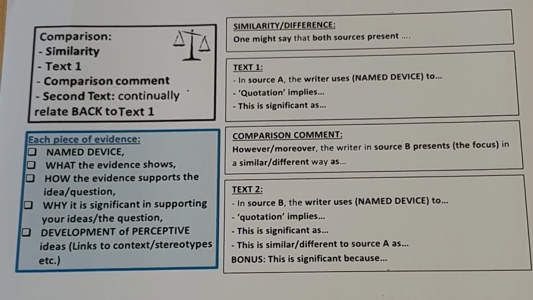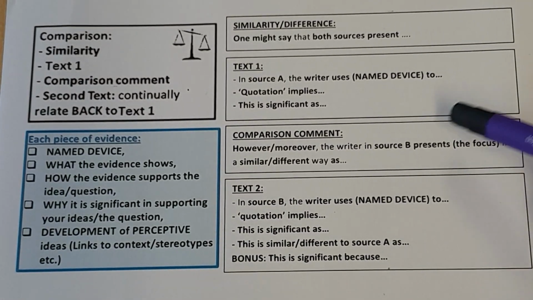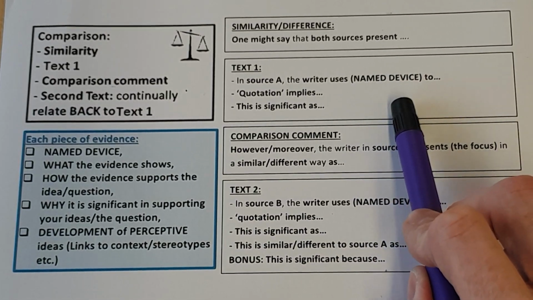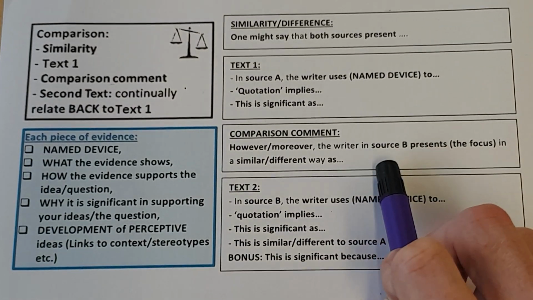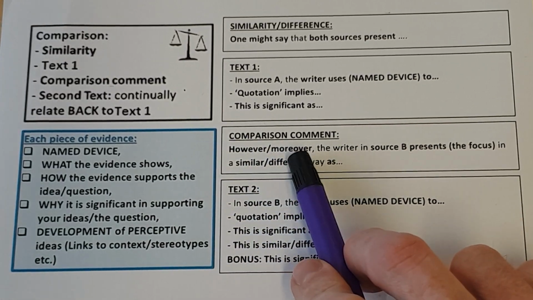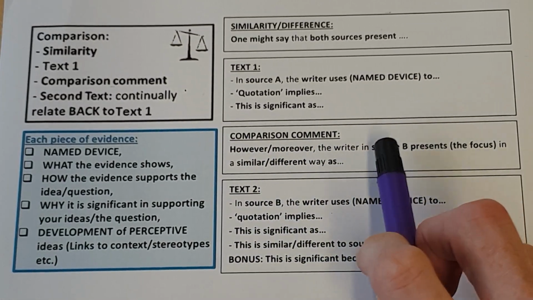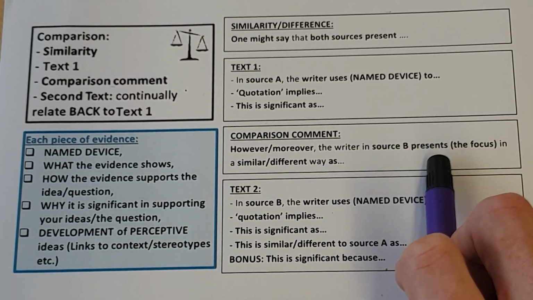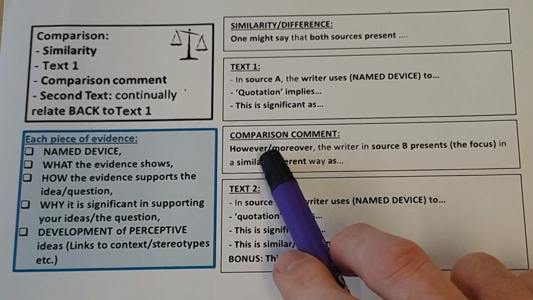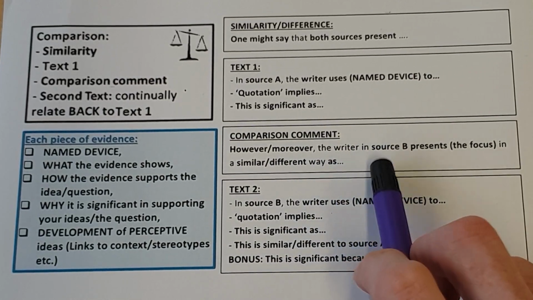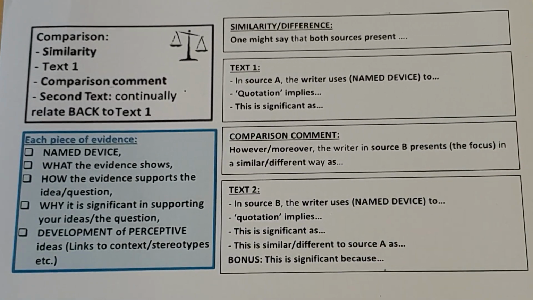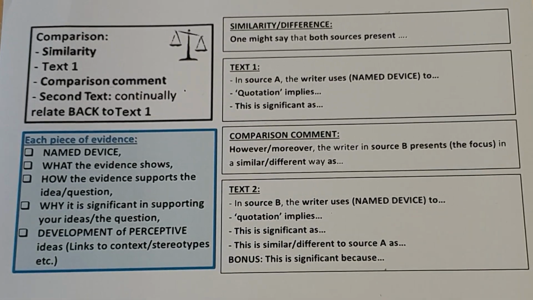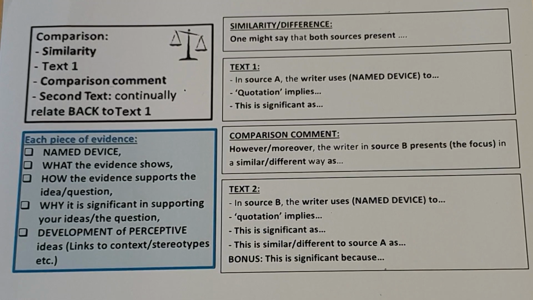Then finally, once you've talked about your quotations, your sets of quotations from source A, from text 1, make a comparison comment. So, however, moreover, the writer in source B, text B, An Inspector Calls, whatever it is, presents the focus, so experience of childhood, in a similar or different way to source A, as, because. Explain why. Don't just say it's different. Give a specific reason. Again, the more you can justify yourself, the more you can explain yourself, the more marks you'll get.